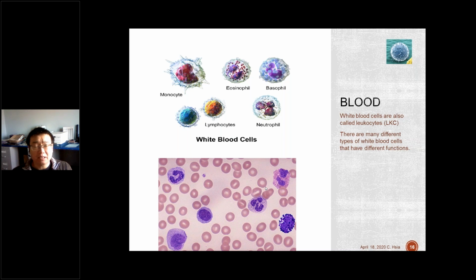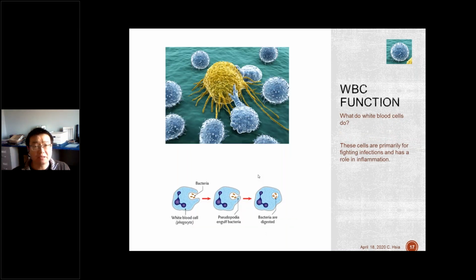So here's a couple more renditions of what these white blood cells do. And again, they're primarily there in our bodies to help fight off infections, and they have a role to play in inflammation. So this is a cartoon figure, three-dimensional, of a bacterium or some sort of organism that's invading the body. And our white blood cells are defense mechanisms to fight that off. Here's another one, a small bacteria in here that this neutrophil is gobbling up, ingests, and digests that bacteria.